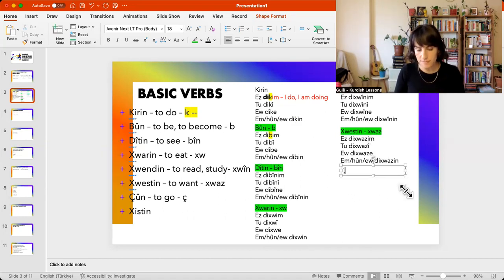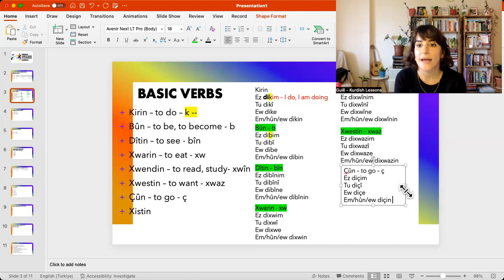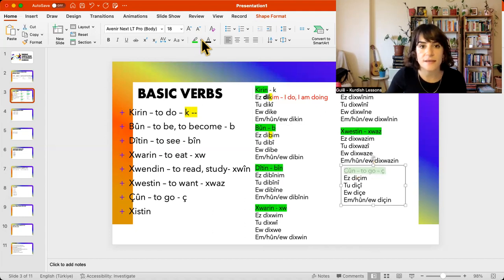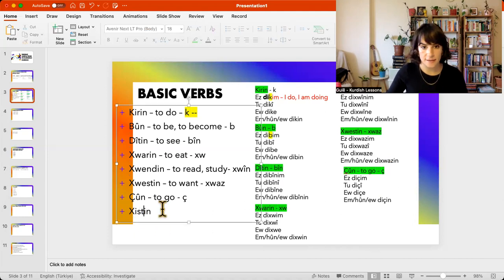Çûn, to go. So as diçim, tu diçî, ew diçe, em hun ew diçin. As diçim, tu diçî, ew diçe, em hun ew diçin. There is a song, it says, "Dil dixwaze," heart wants. Dil dixwaze, and to go.